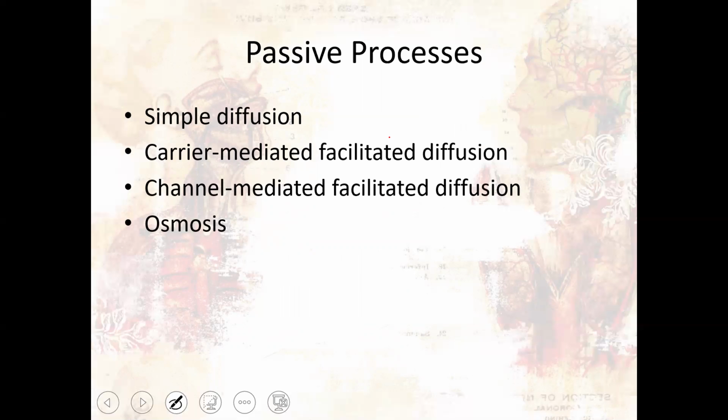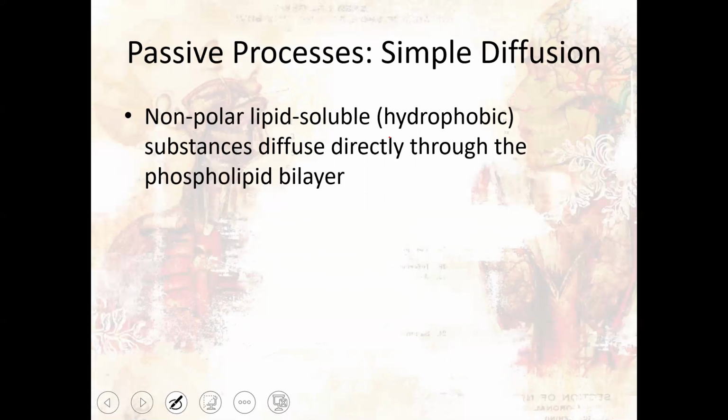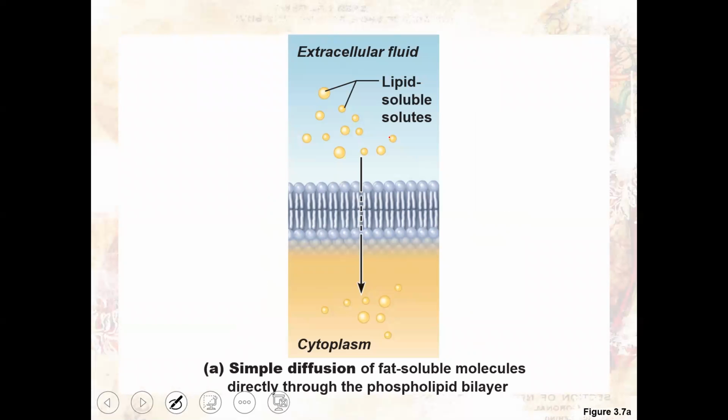There are different types of passive process or passive transport. The first type is simple diffusion. Things that are lipid soluble, nonpolar, hydrophobic molecules diffuse through the phospholipid bilayer. Here is a lipid soluble something going through the cell membrane. Steroids are going to freely cross the cell membrane. Anything that's a lipid freely crosses the cell membrane.